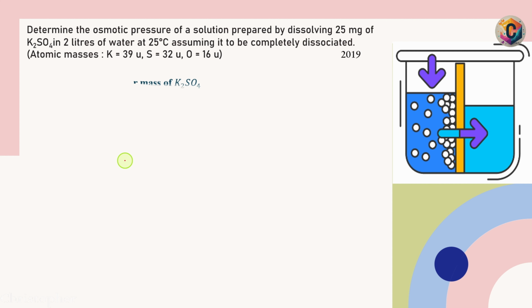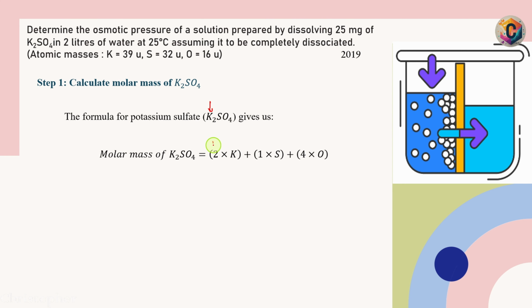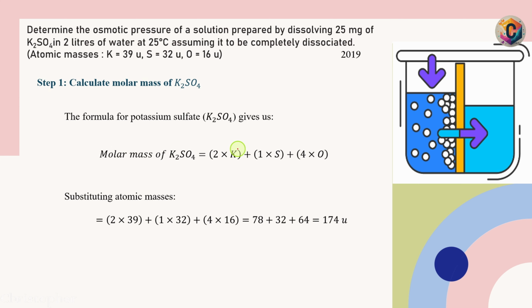What should I do? I should know the molar mass of K2SO4. The molar mass of K2SO4 is not given, so you need to find it out. So here I have 2 K, so let me write 2 into the atomic mass of K, plus I have only one S, 1 into the atomic mass of S, and 4 oxygen atoms are there, 4 into oxygen. Now what I have to do? I have to substitute the value of atomic mass of potassium. Atomic mass of potassium is given as 39. Atomic mass of sulfur is 32. Atomic mass of oxygen is 16. So if I substitute and then simplify it, I will be getting 174. So this is the molar mass of K2SO4.